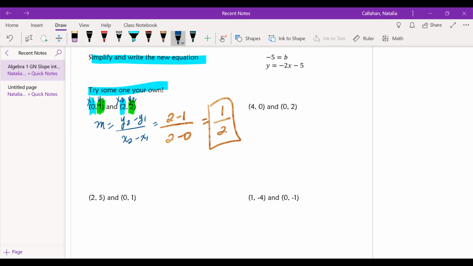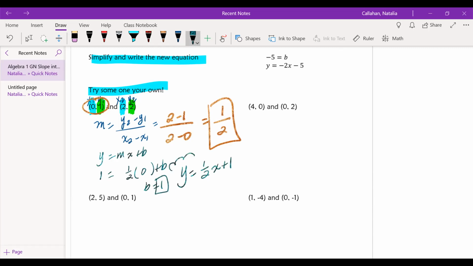But I need to have my equation. To find my equation, I need to pick a point. I'm just going to pick this point because that's the easiest. It's a small number. And then I'm going to plug into this equation, y equals mx plus b. My y is 1, my slope is 1 over 2, and my x is 0, plus b. So here my b equals 1. Well, there you have it. You have your m and your b. My equation is y equals 1 over 2x plus 1. And that is my answer.